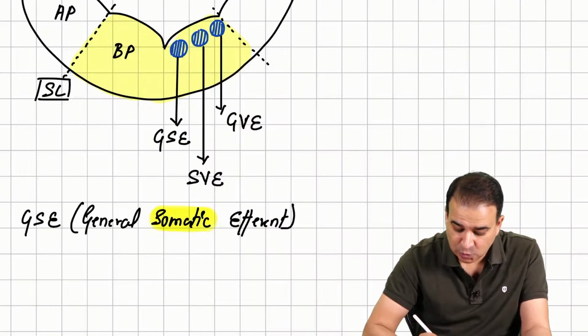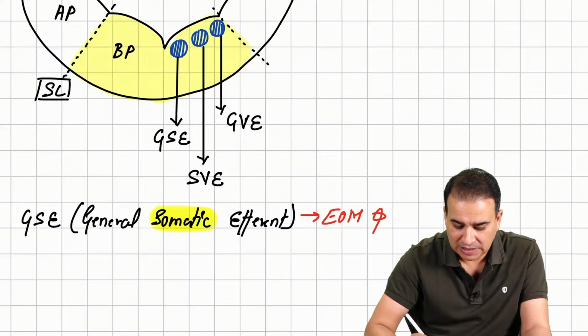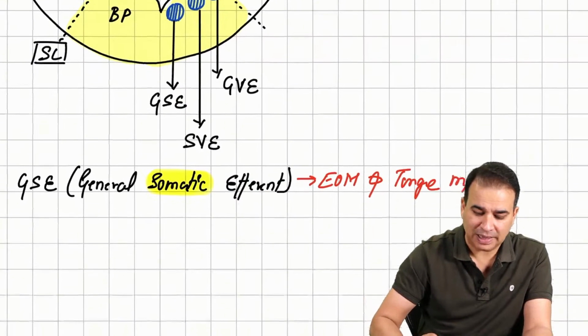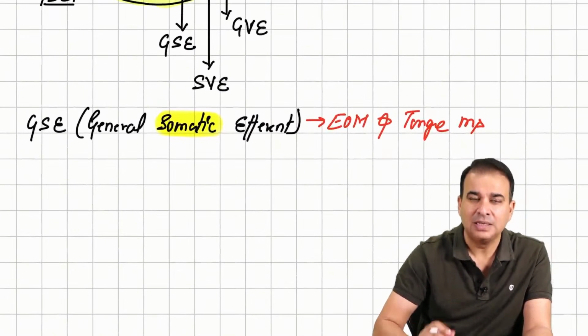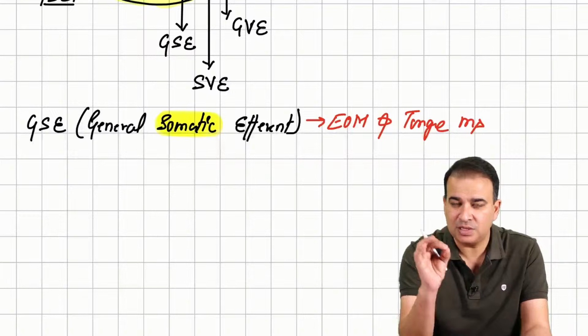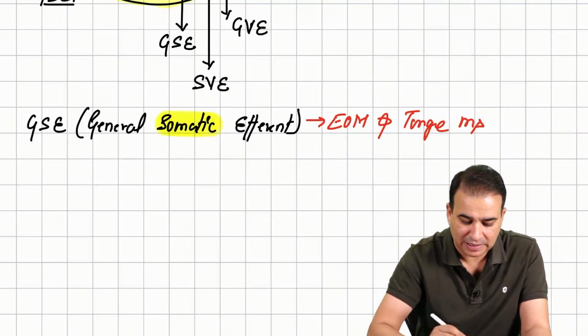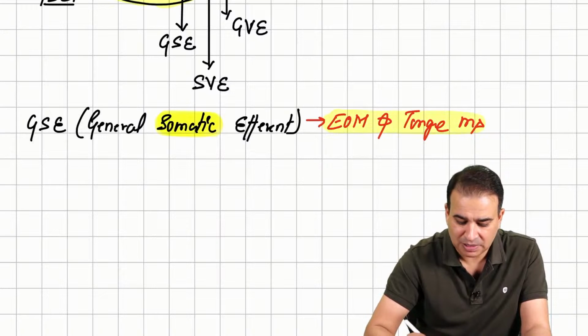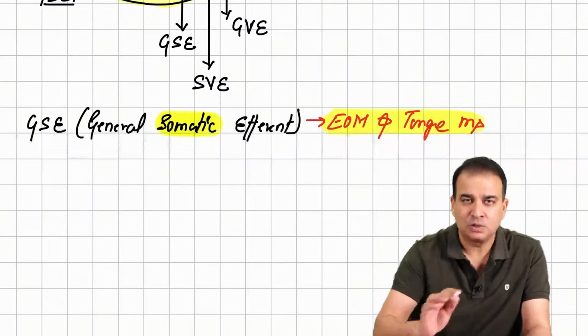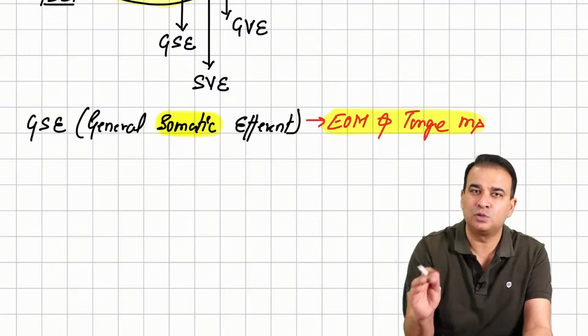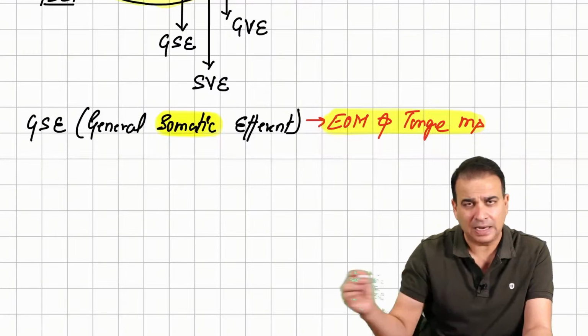Somatic, guys, which muscles are somatic? Well, this is the column to supply the extraocular muscles and tongue muscles. That's the thing about the GSE column. In general somatic efferent, the word somatic will tell you about the extraocular muscles and the tongue muscles. You know these are skeletal muscles, but they are derived from the somites. So that's the only function of this column, to supply the extraocular muscles and tongue muscles. We'll come to that.